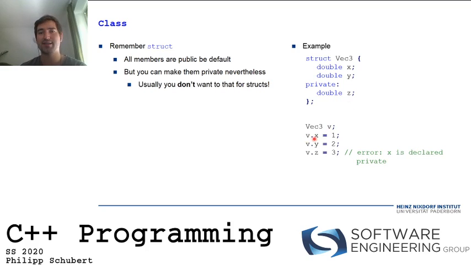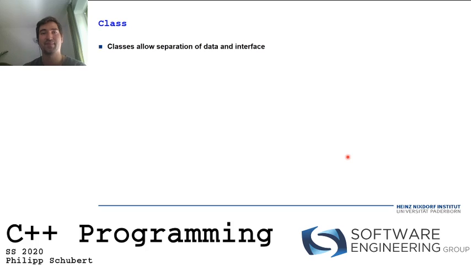You are allowed to access x and y, but the compiler would not allow you to write code like v.z and then try to store a value in that variable. The compiler will give you an error, because z is declared private. You are not allowed to access the variable z. That's disallowed. So you can disallow that and have some private sections of a type definition.